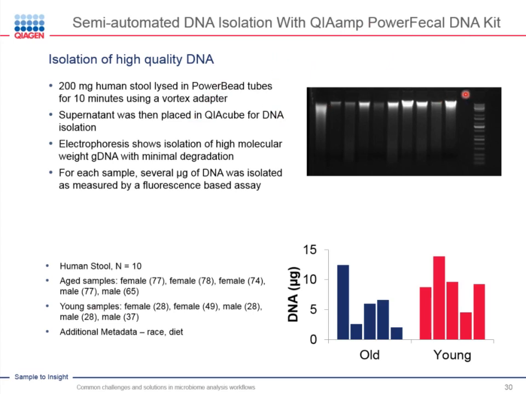Here you can see a picture of the DNA samples after isolation, and we succeeded in amplifying good amounts of high quality DNA. When we look at the DNA yields for the samples, it seems like the young people in general had a higher DNA yield out of the samples than the old people. So the next step, and I will first show you a small overview.